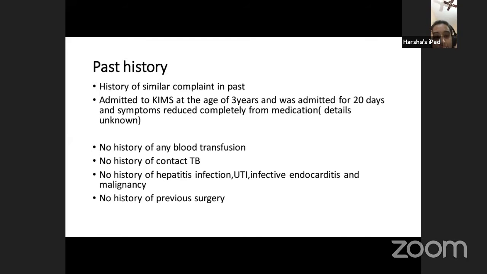So we were just discussing his past history. Blood transfusion and tuberculosis contact we discussed. Hepatitis also can be explained. Anand, can you tell me why you asked for UTI, infective endocarditis, malignancy, and surgery? Ma'am, all are for the same. Infectious cause could be, because we are giving him the steroids again. Infective endocarditis also predisposes to nephrotic syndrome.